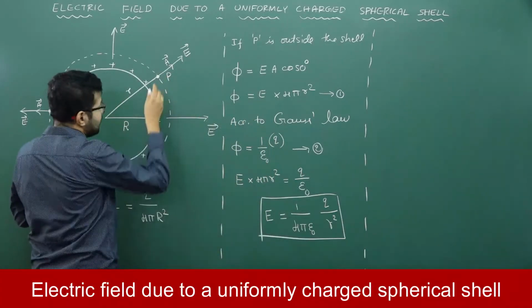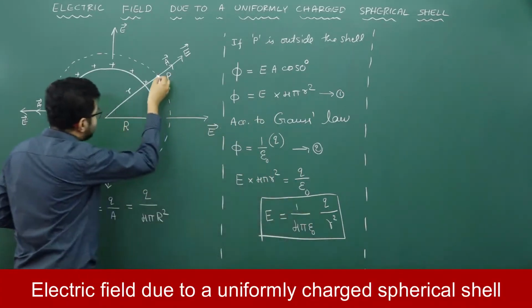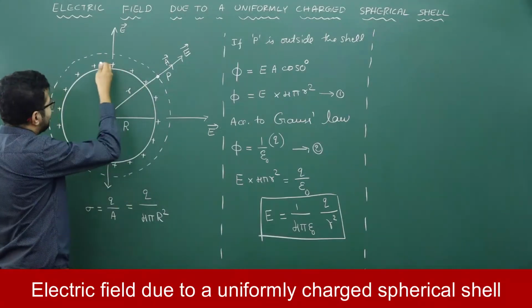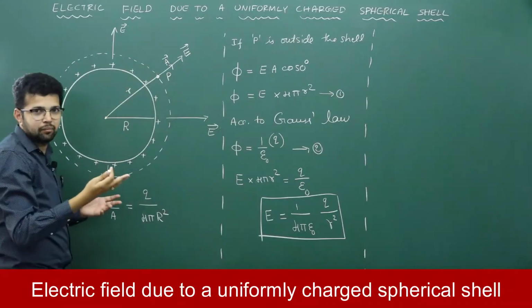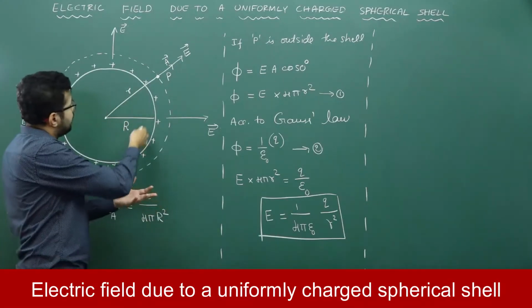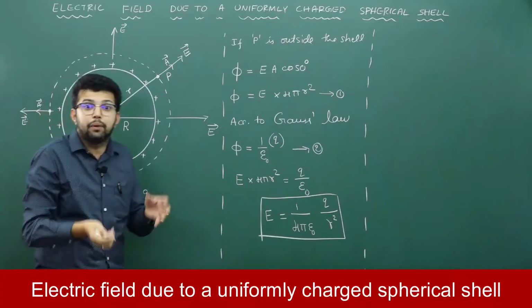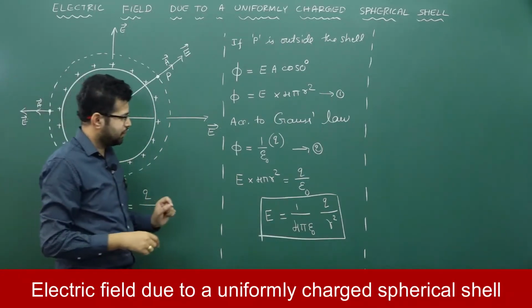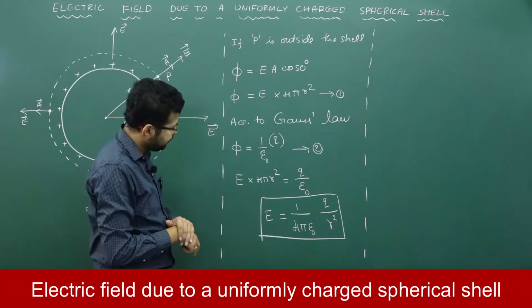From this point, the charge q is at a distance of r, but we know that charge is distributed here. Charge is not at the center. So, what does it mean? The entire charge on the spherical shell behaves as if it is concentrated at the center. So, that is the beauty of this equation.